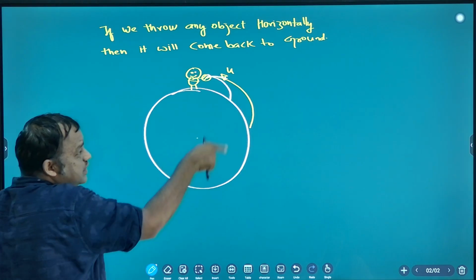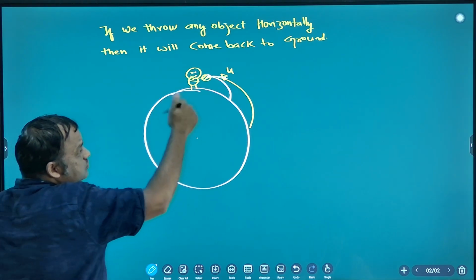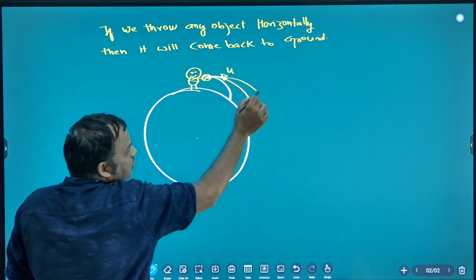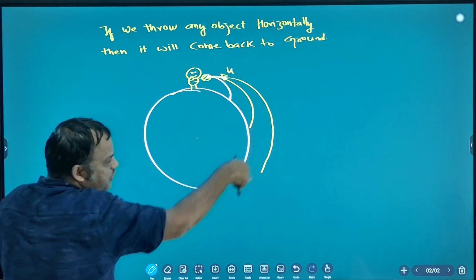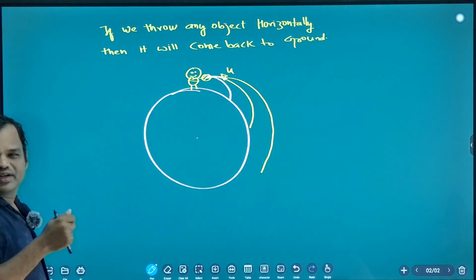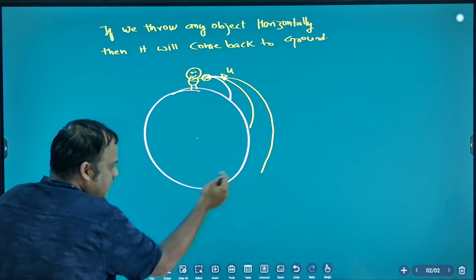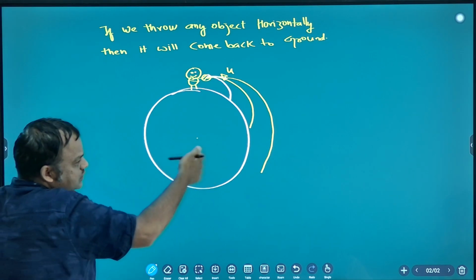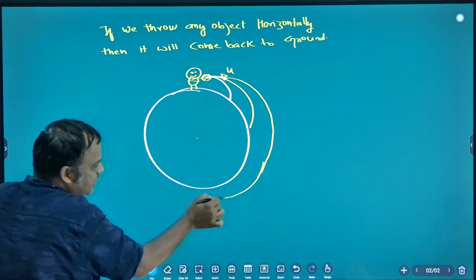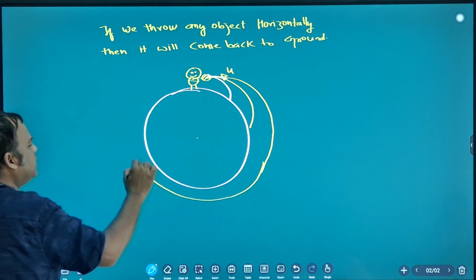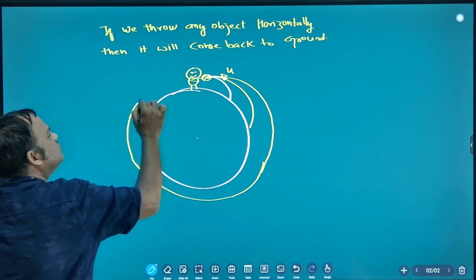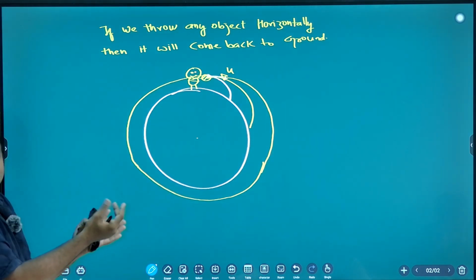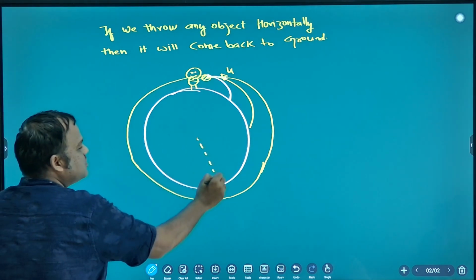Now you are seeing the curvature of earth. If speed is more, the ball will follow like this. It is trying to fall on earth, are you getting? The ball is trying to fall on earth, but earth is curved, so it will never hit Earth. Earth also has a limit. Radius of Earth is not infinite.